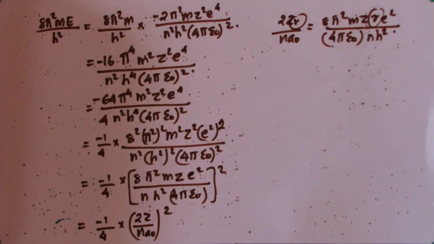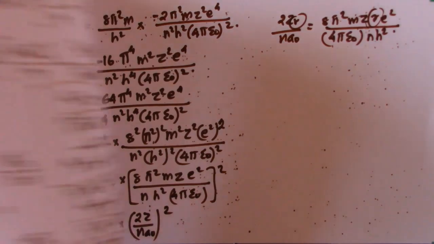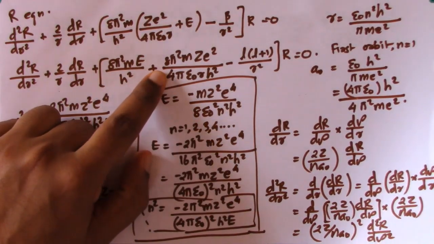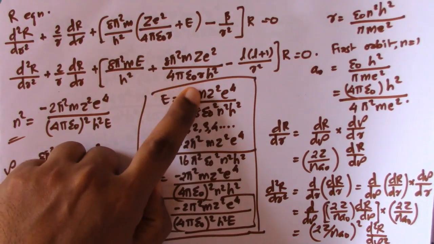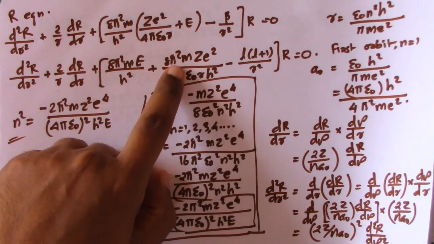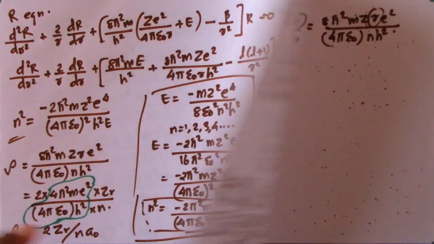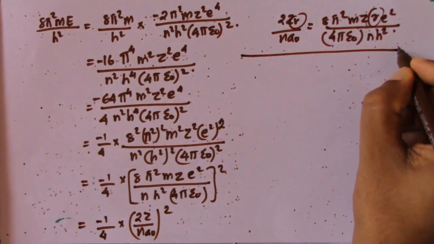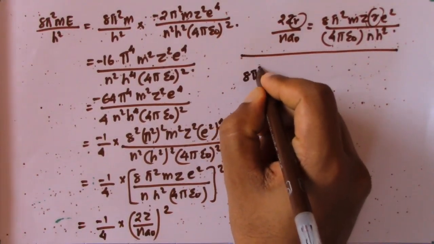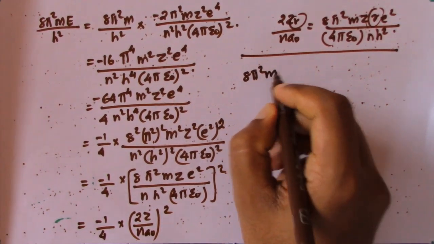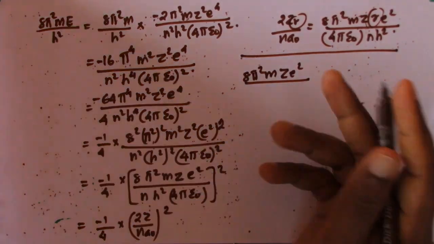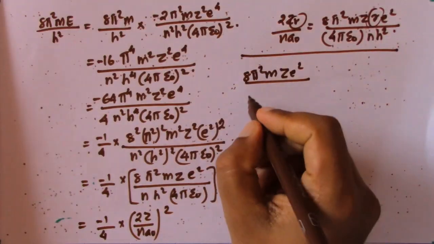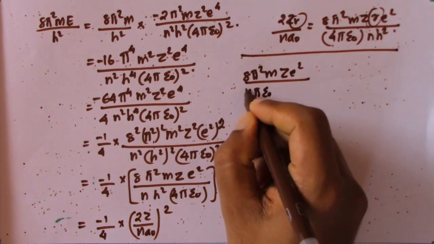So we have the expression for 8 pi square m e by h square. Next, I am going to take the next term, that is 8 pi square m z e square divided by 4 pi epsilon 0 r h square. This term I am going to simplify. 8 pi square m z e square divided by 4 pi epsilon 0 r h square.